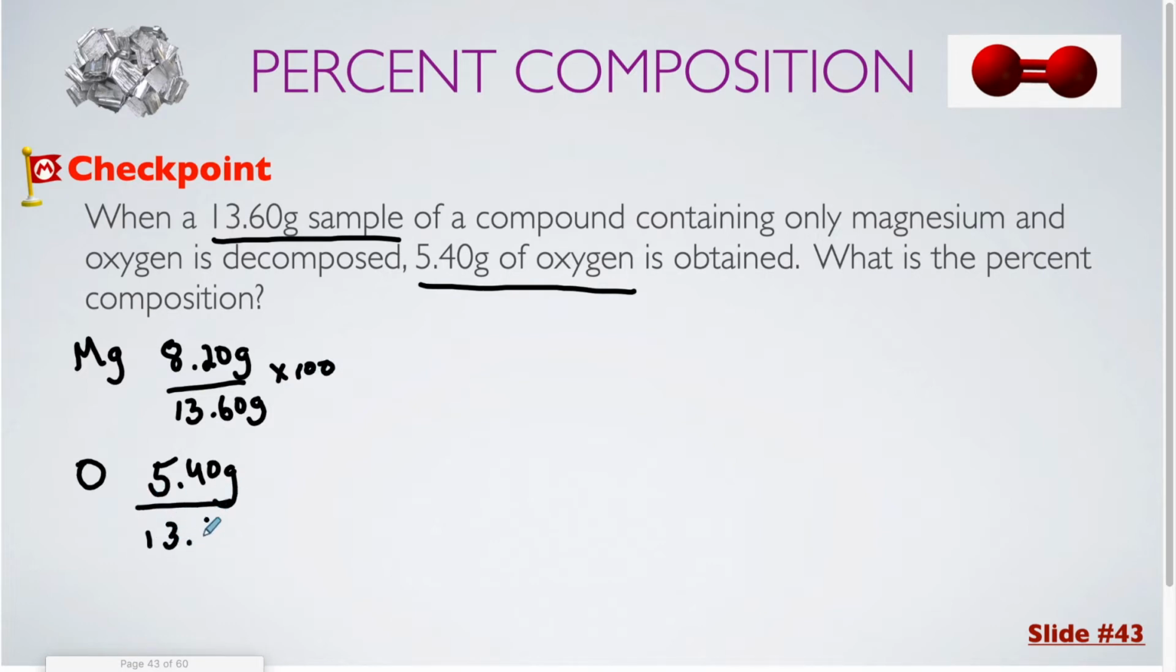The mass of the sample is the same for both of these elements. So we have 13.60 in the denominator for both. We multiply by 100. We end up with 60.3% for the magnesium. And for the oxygen, we have 39.7%. For both of these, I rounded my final answer to 3 significant figures, since both of these numbers had 3 sig figs.